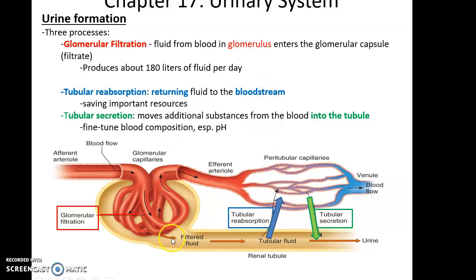So after filtrate is produced in the glomerular capsule, it enters the renal tubules, where there's tubular reabsorption. Most of the fluid is returned to the bloodstream. We do not want to be urinating 180 liters a day. And then there is some tubular secretion to fine-tune the composition of the blood by returning some things like electrolytes to the filtrate. So tubular reabsorption going back into the bloodstream, tubular secretion going from the bloodstream back into the nephron.